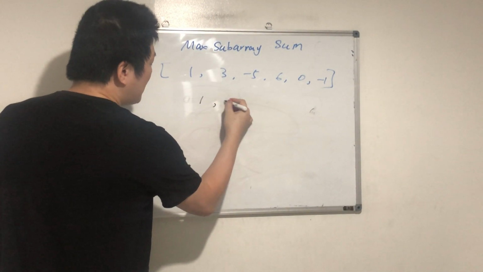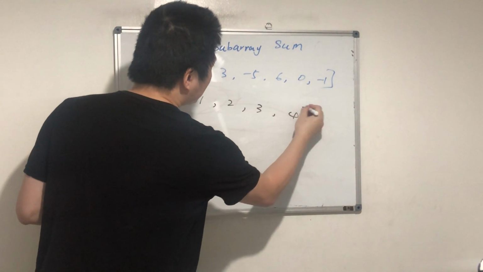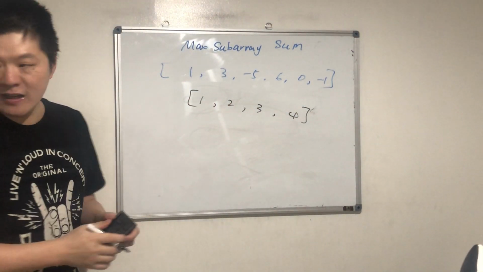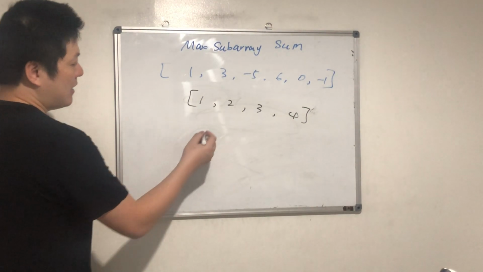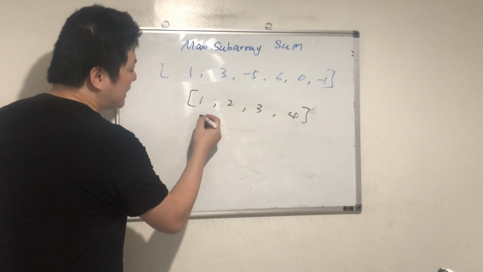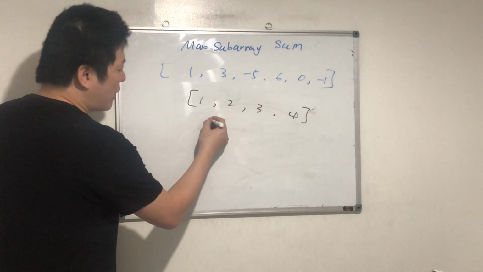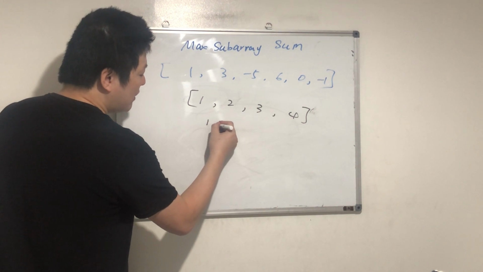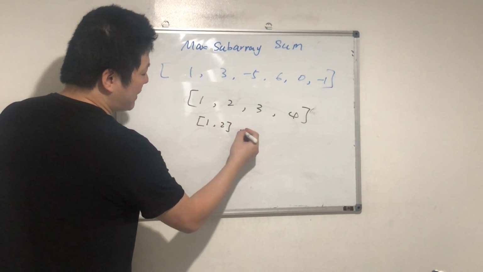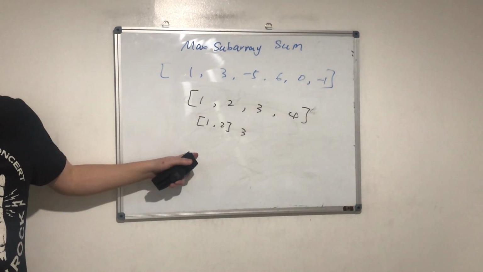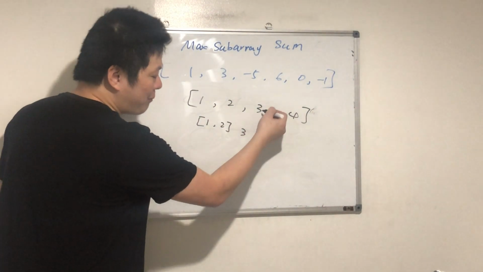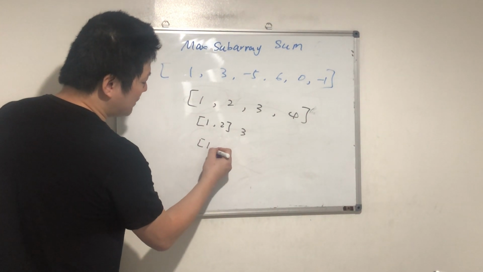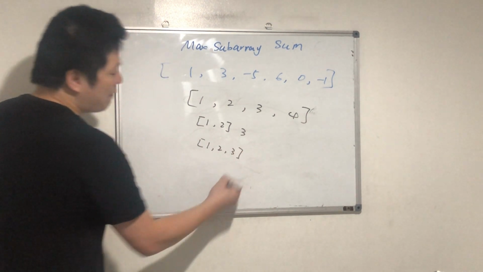Look, the list is 1, 2, 3, 4, right? Right, Eric? The list is 1, 2, 3, 4. When we determine the sublist 1, 2, we know the sum is 3, right? Yeah? And then we want to extend this sublist by one more element. Now the new sublist will be 1, 2, 3.